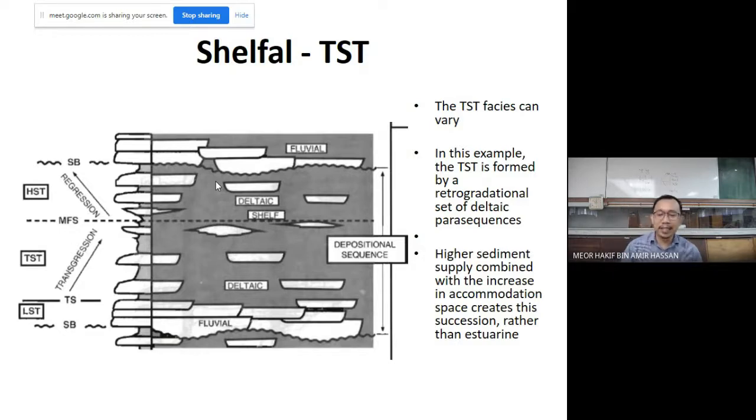But overall, macam gini, pattern ni senang je. It's going to get more and more marine. Okay. So in this case, you have fluvial at the bottom here. This is your LST, TS. Transgression, fining upwards. What you have here is parasequence sets, delta. And then you reach the MFS, then it goes the other way again, regression.